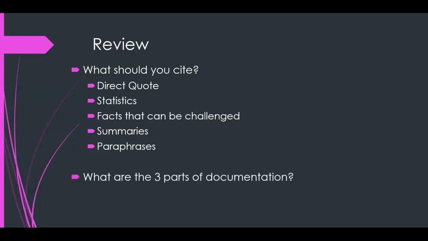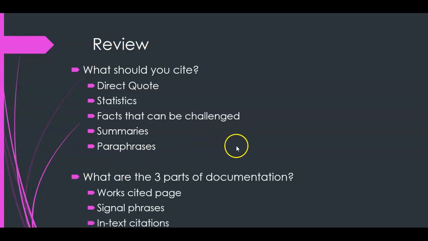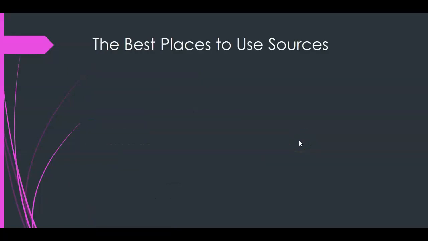The 3 parts of documentation, which we have covered a little bit in class, but just as a reminder, you have the works cited page, which includes the list of sources that you used in the paper. You have signal phrases, which are those phrases in the sentence that introduce the source, and then you have in-text citations. In-text citations are the ones in parentheses, also known as parenthetical citations. So we'll be going over all of this here in this video.